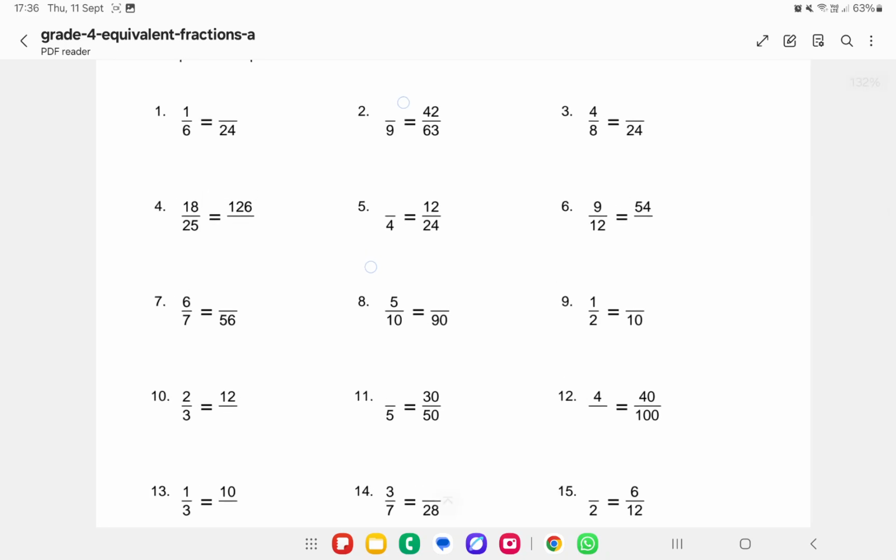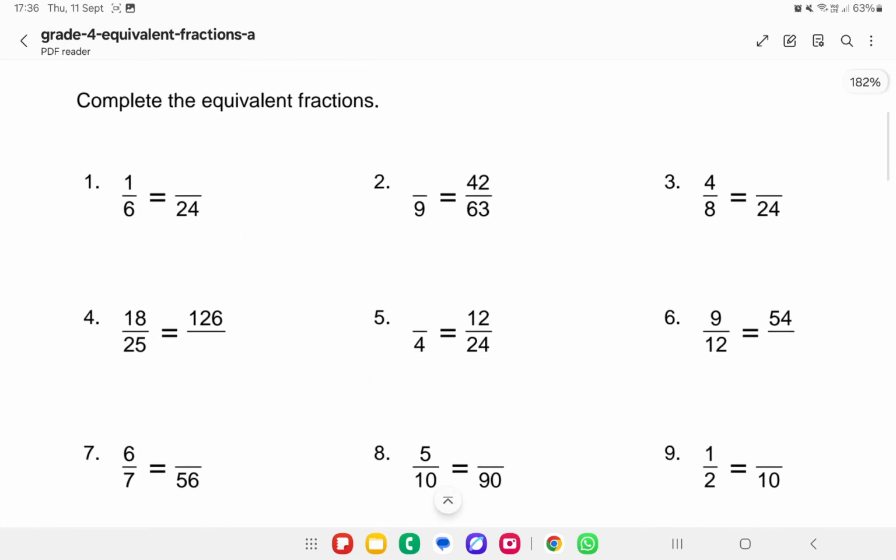If you look at the first question, let's zoom in. First one, you have 1/6 and something over 24, and you have the equals sign. Both fractions must be equal to one another. So first, you can pause the video and see if you can figure it out. After you pause, we'll explain it.